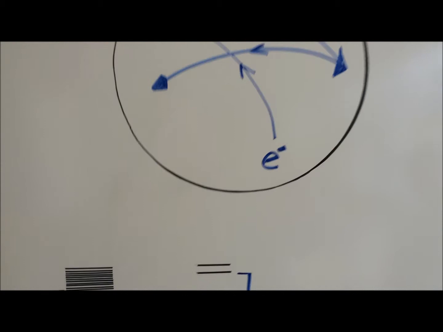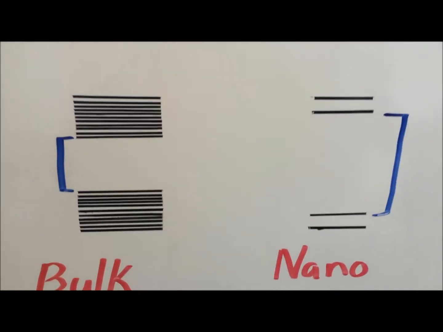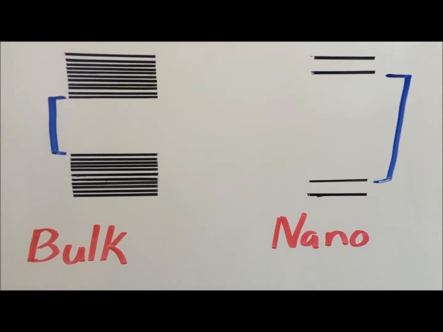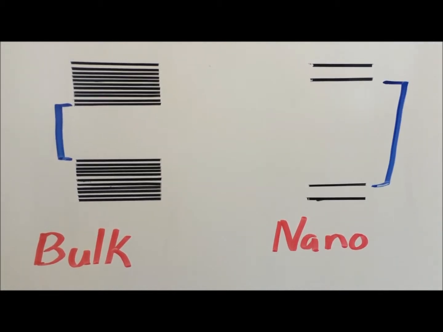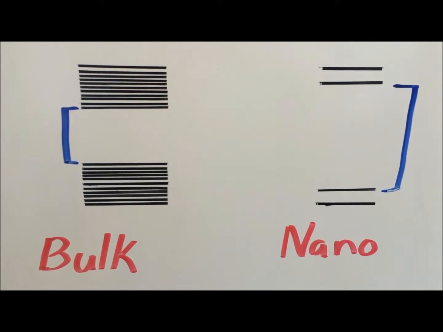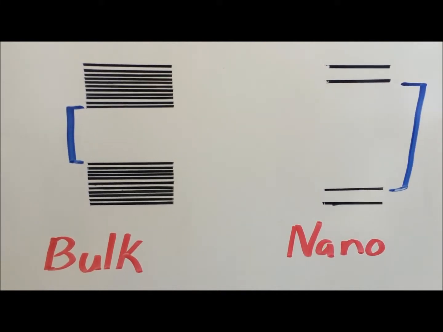This can be modeled by the following diagrams. Here is a visual representation of the number of energy levels in which electrons can exist, where the gaps represent the energy required for electron movement. Notice that we can adjust this energy by adjusting the size of the particles.